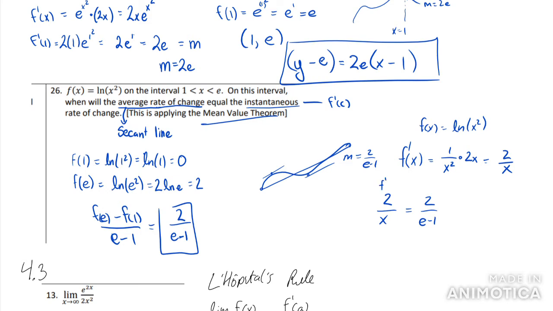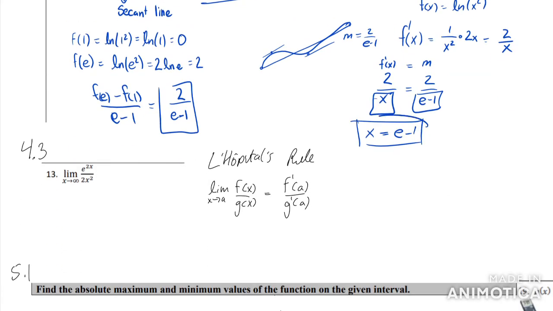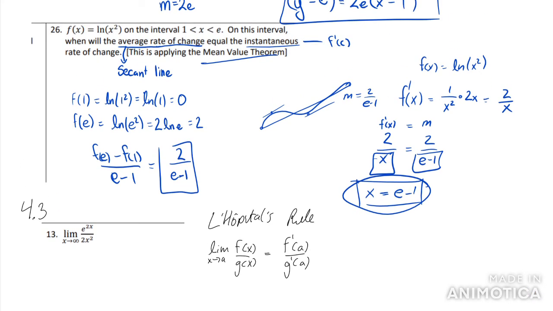So just to show what I did here, I went f prime of x equals the slope of my secant line. From here, you see we have an equivalent fraction. This part here should just be the same as this part here, so I'll say x is equal to e minus 1. Done. Boom. Okay, next one. So this is what they were wanting here. At what point on this interval is this the case? And we can see that it is on this interval right here. So we are good to go.